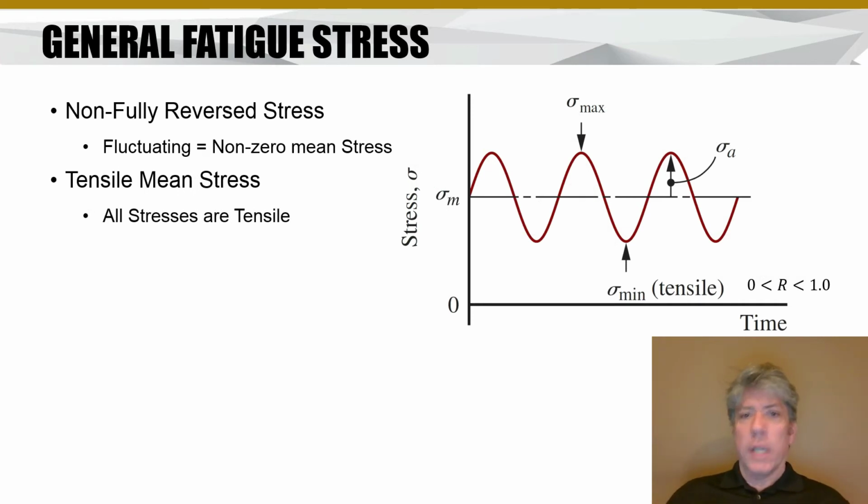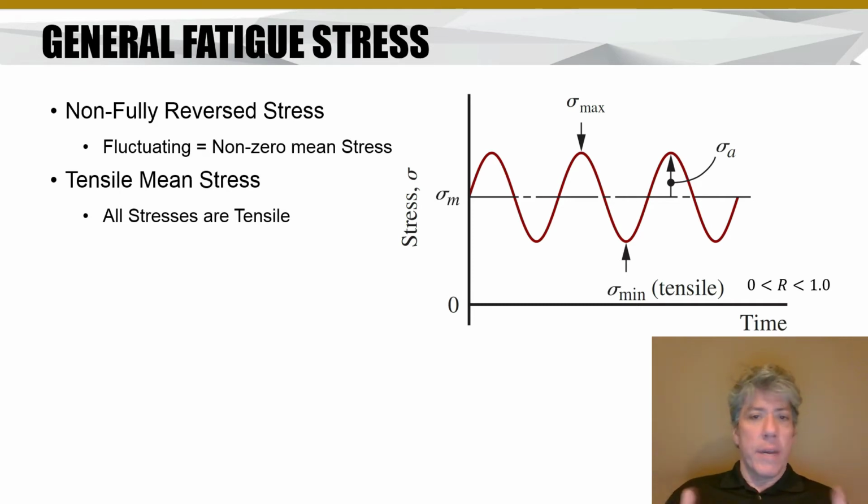Now, more generally, we can consider a tensile mean stress where the entire fluctuation is above. It's all in the tensile range. And so whether it's the maximum stress or the minimum stress, it's always in tension. So imagine taking a rubber band and stretching it out and then stretching it farther and releasing, but not all the way back. You continually cycle the rubber band under tension. That's what's going on here, but with steel or aluminum or whatever the material may be.